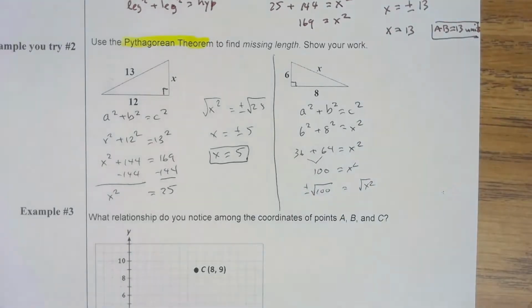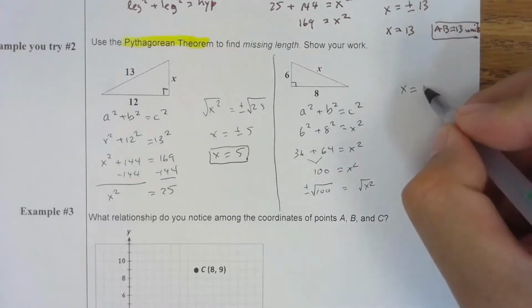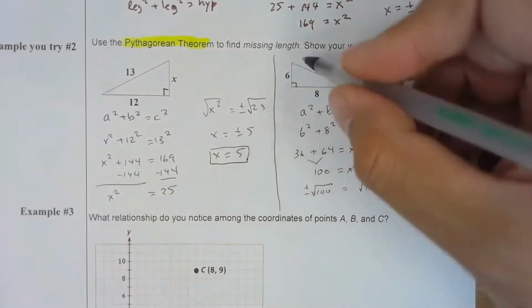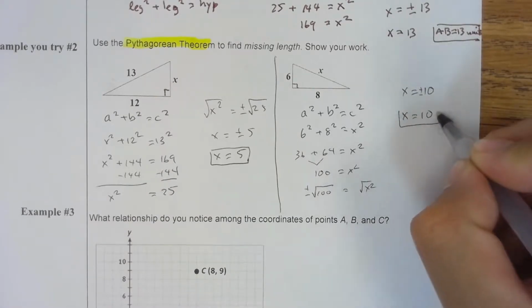Again, you get plus or minus when you square root both sides. The square root of 100 is just 10, plus or minus. Because we're talking about a length here, it can only be positive.